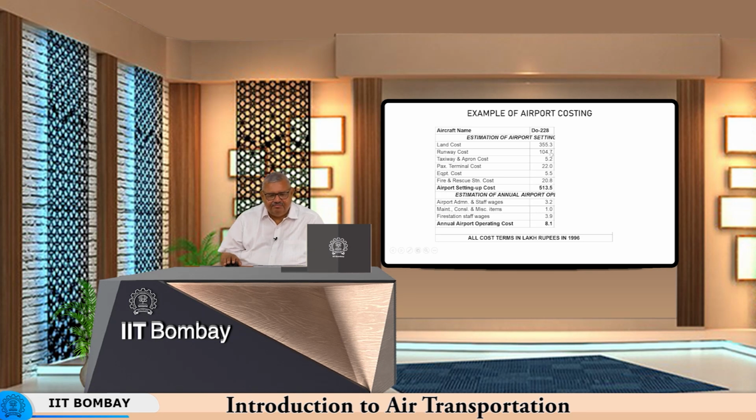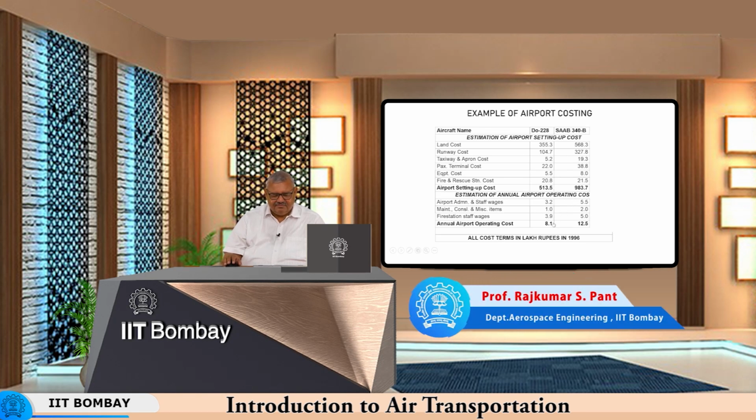Let us move on to the category 2 airport for the Saab 340B. The cost is almost doubled, and this one is 1.5 times. And the ATR 72-500 is a category 3 airport, which is the highest you can think of for these aircraft, with a night landing facility also. So, there it is almost 3 times the baseline, and the operating cost is more than twice compared to a level 1 airport.